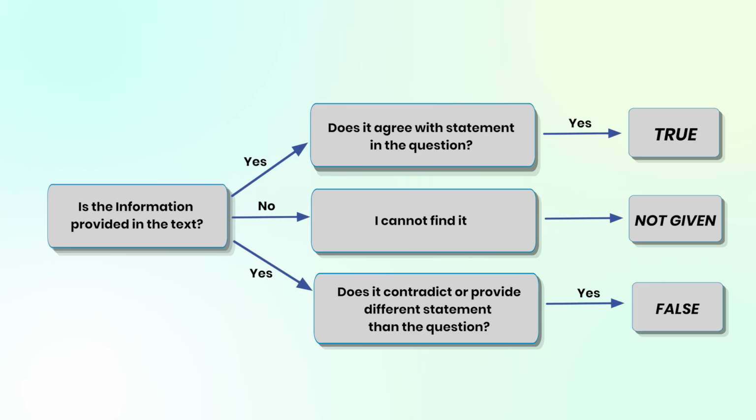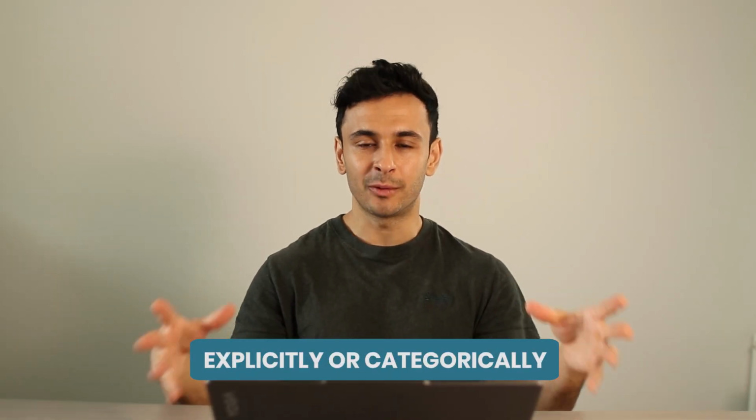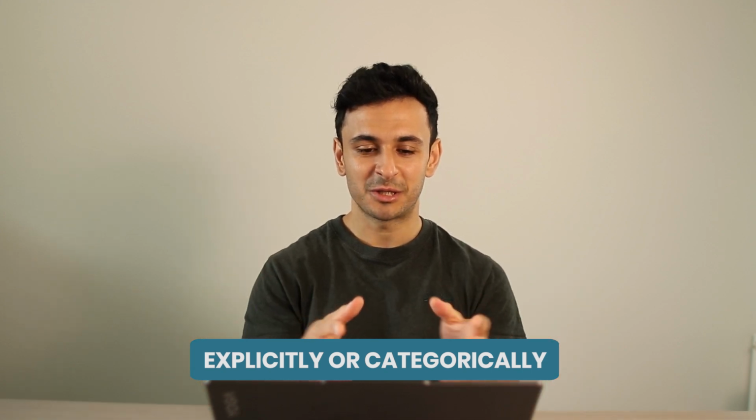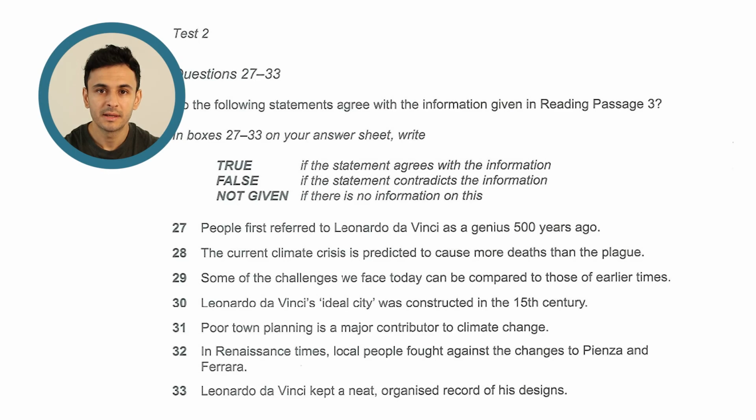You need to simply base your answer on what is explicitly or categorically mentioned in the passage. It wasn't mentioned when they first referred to him as a genius, so it is not given. As simple as that. So now I will move to the next question, number 28.